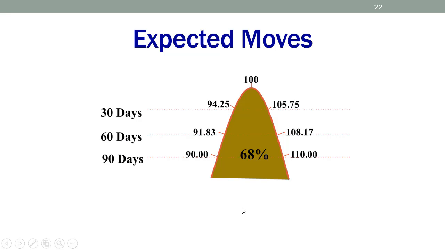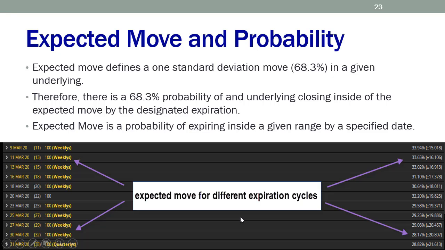90 days out, it can move this far. But let's just move on. Expected move and probability. So we know that this expected move defines a one standard deviation move. It's 68% of the time. Let me detail this, okay? Therefore, there's a 68% chance of an underlying closing inside the expected move.